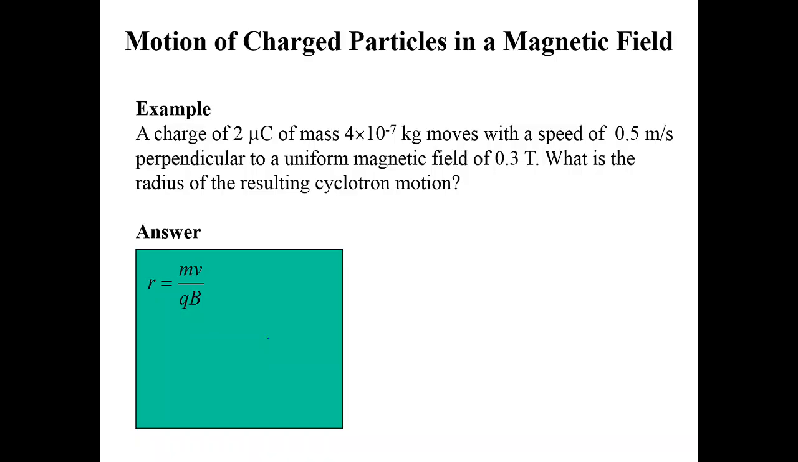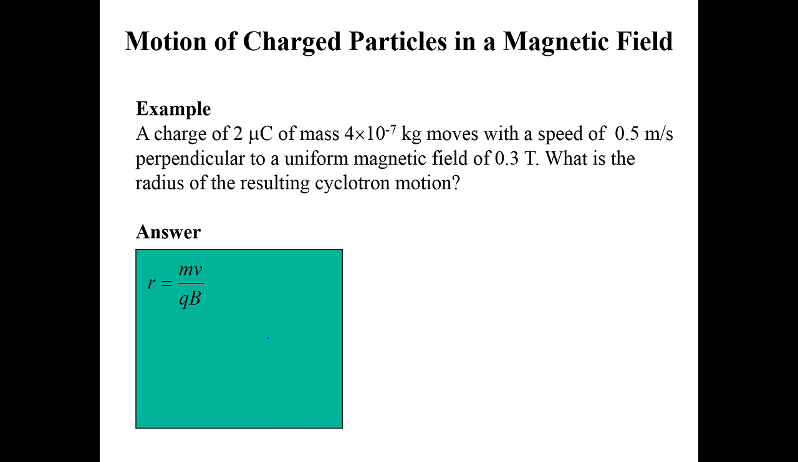Okay, so now we want to look at the radius of a particle. We have a charged particle with a charge of 2 microcoulombs, a mass of 4 × 10⁻⁷ kilograms, and a speed of 0.5 meters per second, and it's moving perpendicular to a magnetic field of 0.3 Tesla. So we want to know what the radius of the cyclotron motion is.